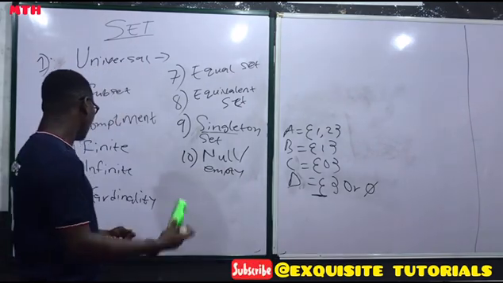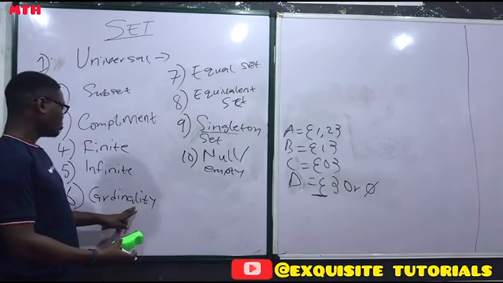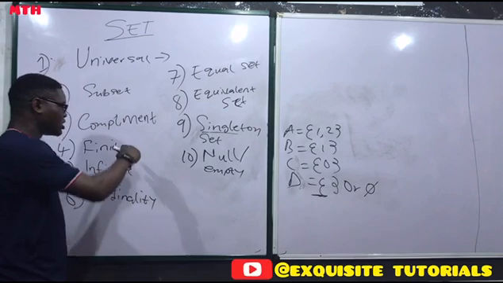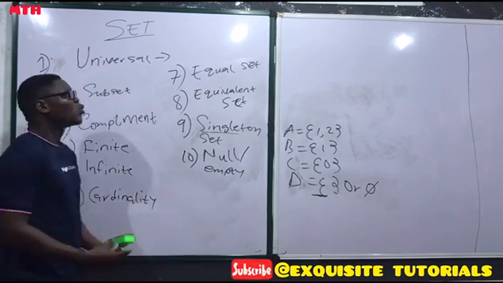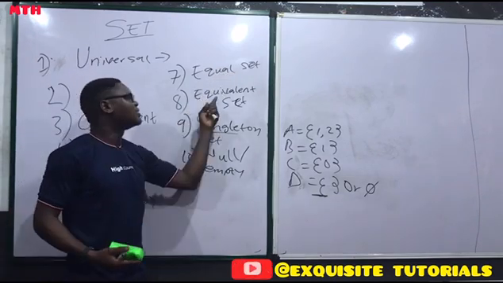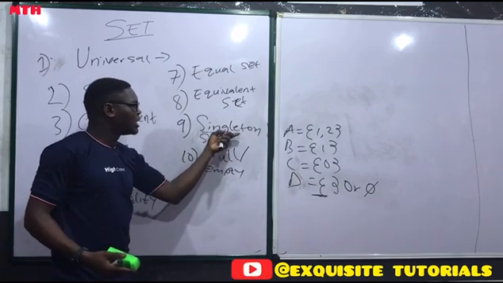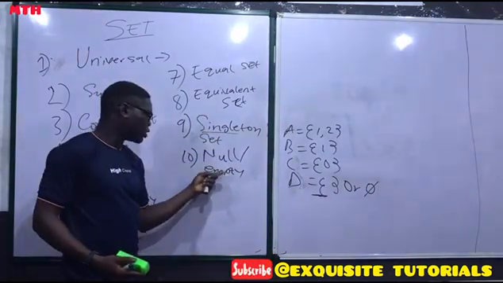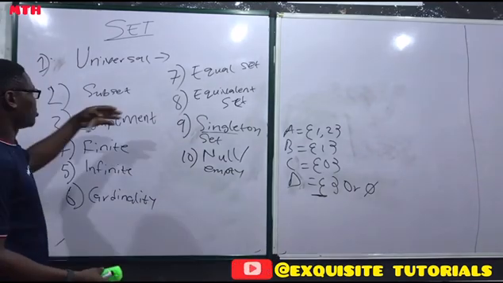So let's quickly come back. The cardinality of a set is the number of elements in the set. When you know the number of elements in the set, it is finite. When you do not know the number of elements in the set, it is infinite. When two sets have the same elements, they are equal. When they have the same number of elements, the same cardinality, they are equivalent. When the cardinality is 1, it is singleton. When the cardinality is 0, it is null or empty set. So that's for the first one.